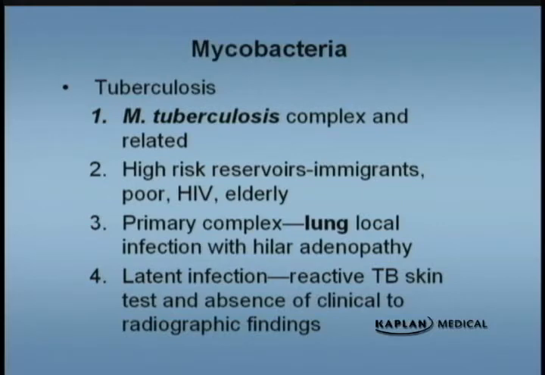In this country, reservoirs for tuberculosis include immigrants who come over with TB. Also look for poor, crowded conditions. Certainly the HIV population is also a reservoir for TB, and the elderly. Children will sometimes get it from, like, grandpa who has TB and is spending a lot of time with the kids and coughing up a bunch of stuff.